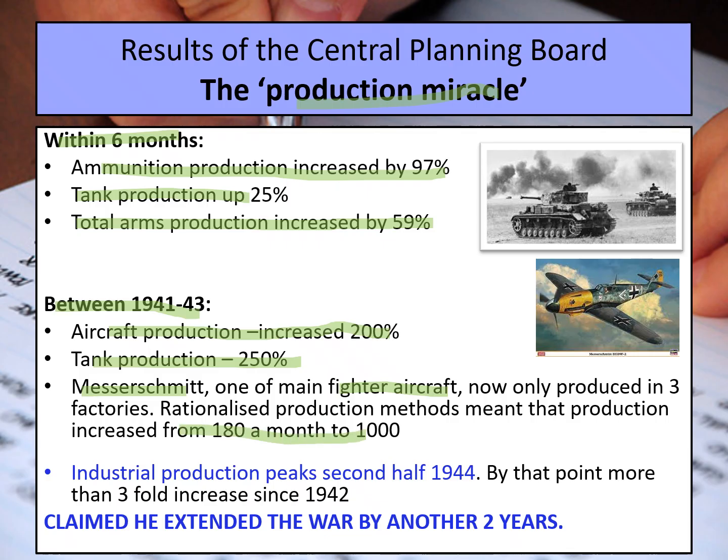Now, we can also see here that industrial production generally peaks in the second half of 1944, despite the fact that there's a lot of bombing still going on at that point. And by that point in the second half of 1944, there is more than a 3-fold increase since 1942, since Speer was appointed the Minister for Armaments.